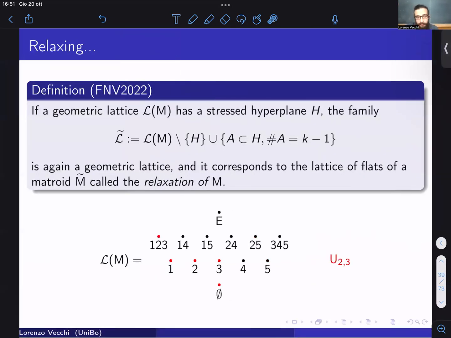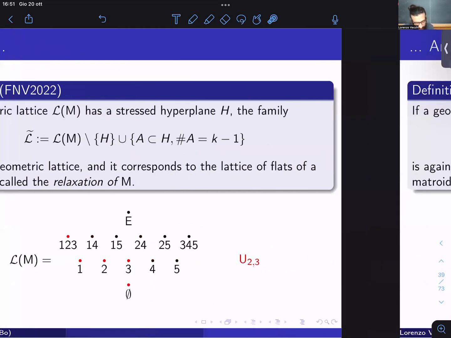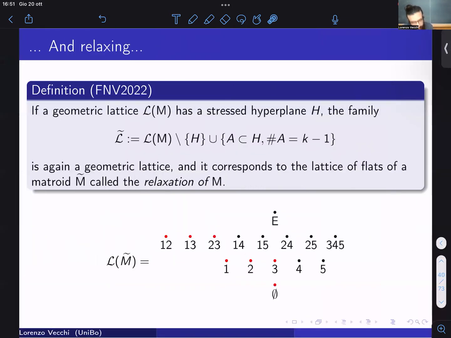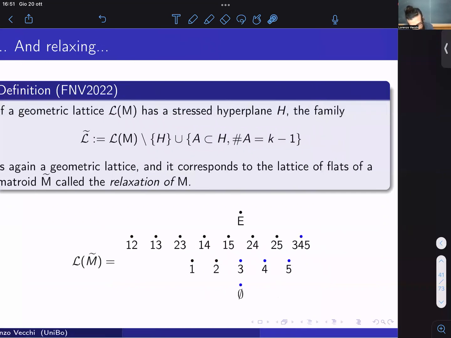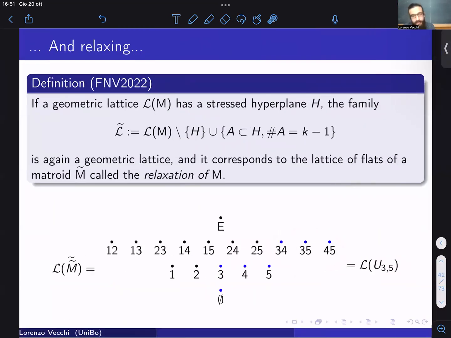So we have our example here. We already found out that this is a stressed hyperplane. So I want to apply this operation, and what I get after performing one relaxation is this new lattice of flats where I replaced it with these 3 new flats. And then again, I find a different stressed hyperplane in what I'm left with, so I can perform my relaxation again. So I can remove this flat and I can replace it with a bunch of new flats here.